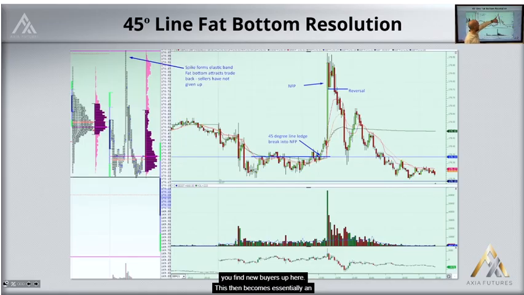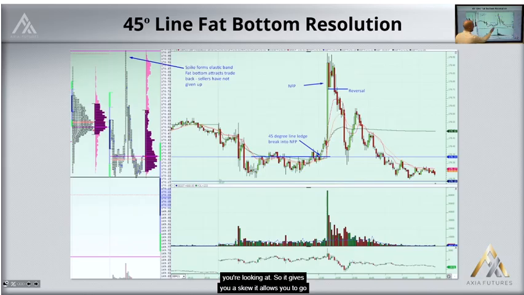Unless you find new buyers up here, this then becomes essentially an elastic band. And so the fat bottom then attracts the market back. We get another building out of this fat bottom. You see it then on a profile perspective, and the next day you can just see the initial balance there. We open and continue the move to the downside the following day, quite simply because you have now got the energy to go. So that's what you're looking at.